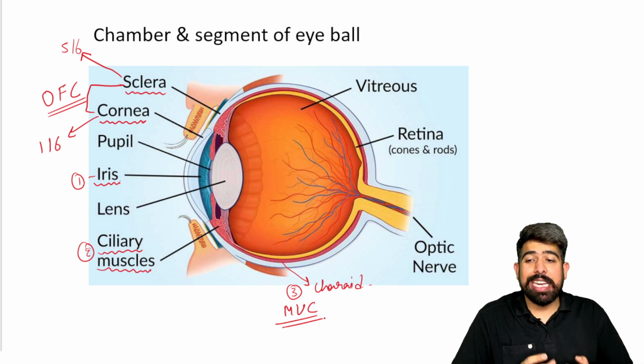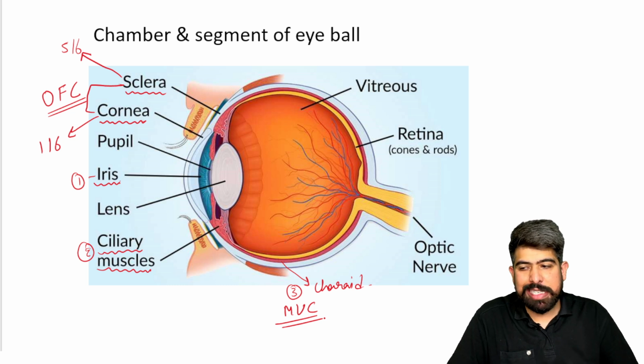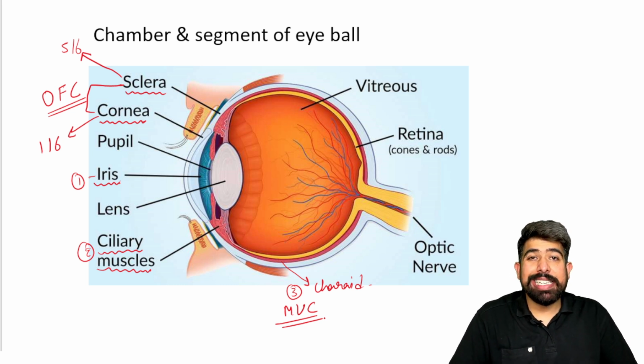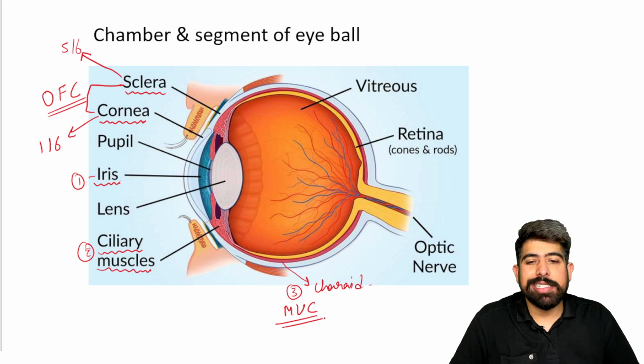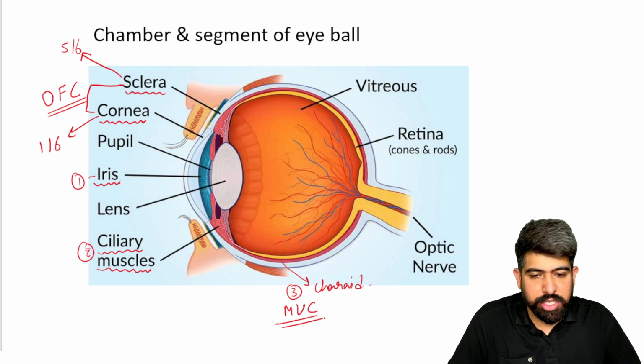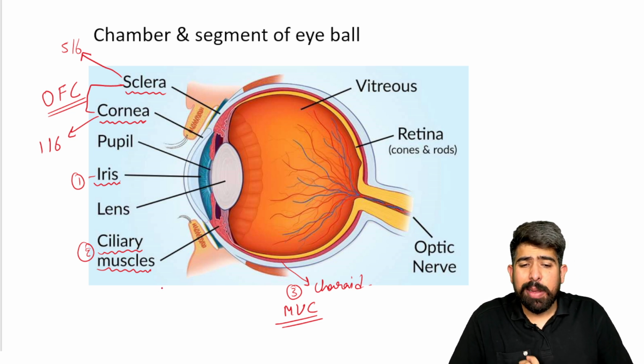As the name suggests, middle vascular coat: the middle means it is in the middle, we understand this. And vascular means it has vascularity. What do you mean by vascularity? All the blood vessels, all the blood supply. The major blood supply of our eye is supplied by these three structures, right? So the vascular structures are the iris, ciliary body, and the choroid. Okay, so this is about your middle vascular coat.